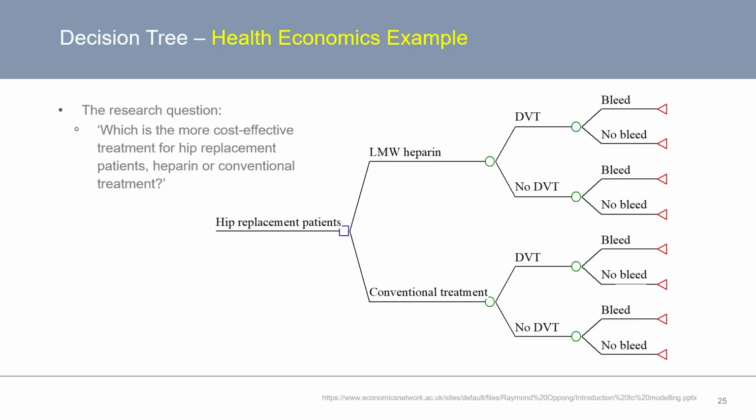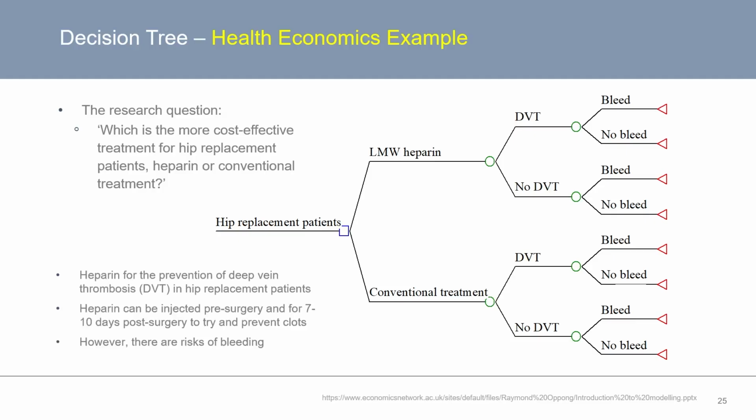Specifically, the research question in this example asks, which is the more cost-efficient treatment for hip replacement patients, heparin or conventional treatment? For some background, treatment with heparin is being considered for the prevention of deep vein thrombosis, or DVT, in hip replacement patients. Heparin can be injected pre-surgery and for 7 to 10 days post-surgery to try and prevent blood clots. However, there are risks of bleeding with the heparin treatment.